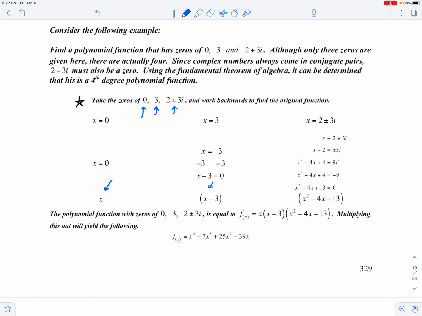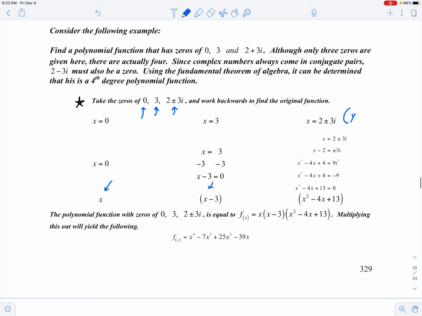And likewise, if 2 plus or minus 3i is one of the roots, then you have actually two roots. You have the x minus, let's write that again, x minus (2 plus 3i), and you have x minus (2 minus 3i), because it's x minus whatever the root is, right? So we have those two things, and we're simply putting them together right here.